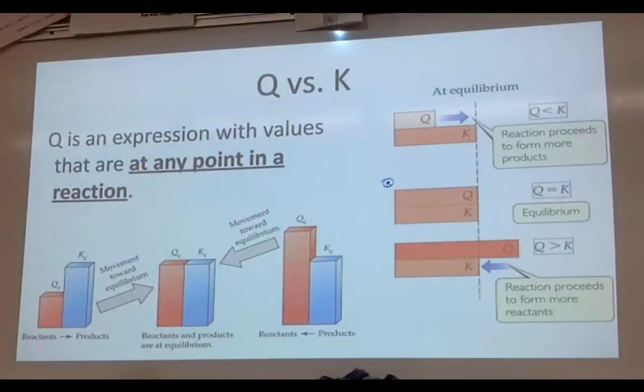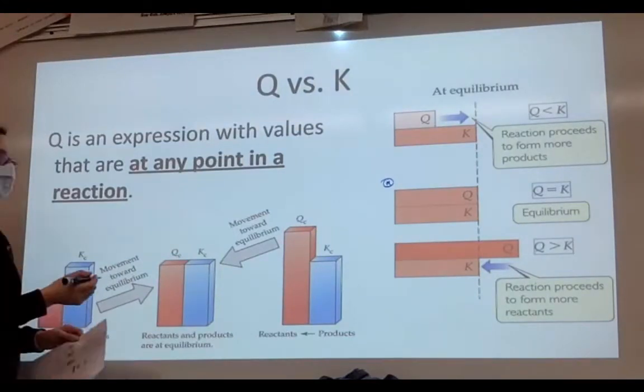But we don't always get Q equal to K. Both of these graphics show how the reaction will proceed in order to get Q equal to K. When Q is less than K, this is what we looked at in the do now. If Q is less than K, we need to get Q up to equal K. So the reactants are going to form more products.